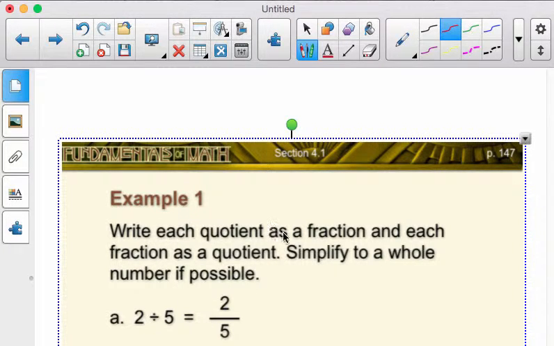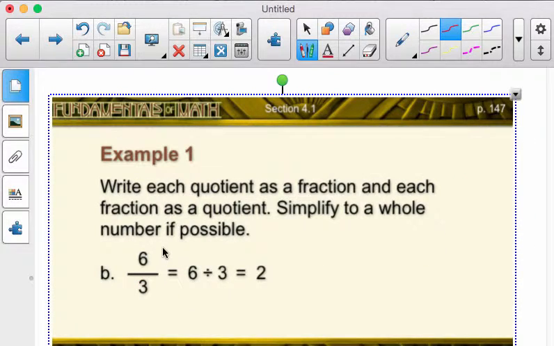It says to write each quotient as a fraction and each fraction as a quotient, and then simplify to a whole number if possible. Now notice it says 2 divided by 5. Well, this first number is your numerator, and this last number is your denominator. And we just write it as a fraction. Now, can we simplify this to a whole number? No, because 2/5 is less than a whole, so it can stay a fraction.